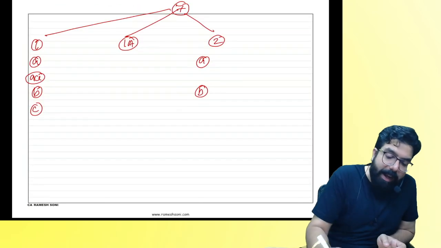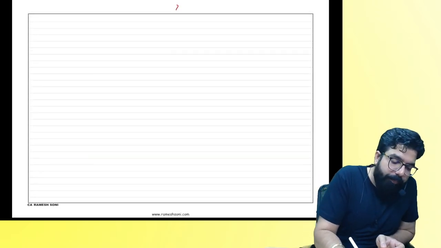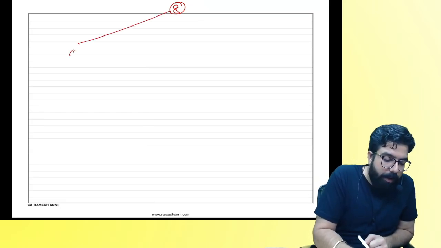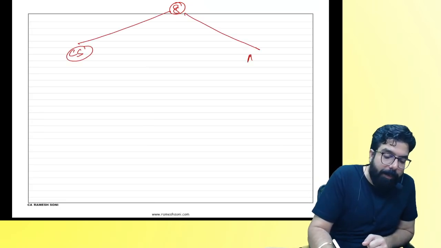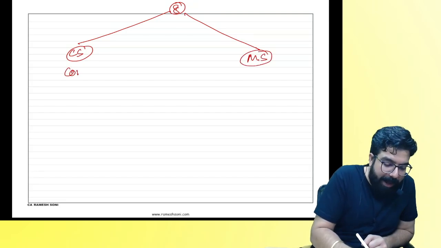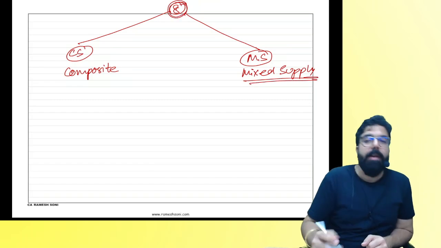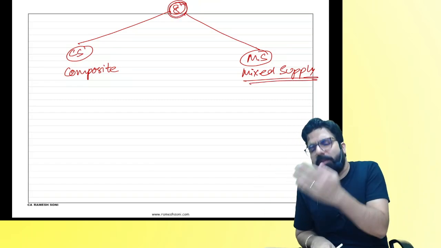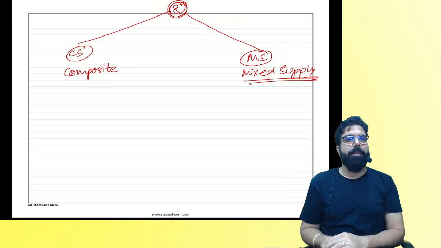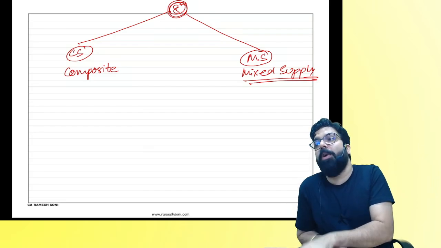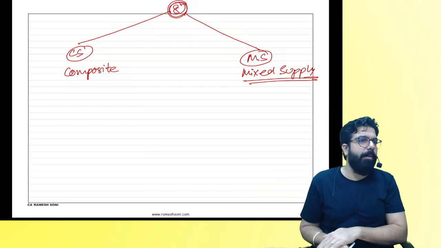Now, section number 8 says, if it's a composite supply or a mixed supply, there's something called composite supply and there's something called mixed supply. Then how the tax will be done, that is told by section number 8. But first you have to know what is composite and what is mixed. Do you guys agree with me? First you have to understand what is a composite supply and what is a mixed supply. Do you guys agree with me?